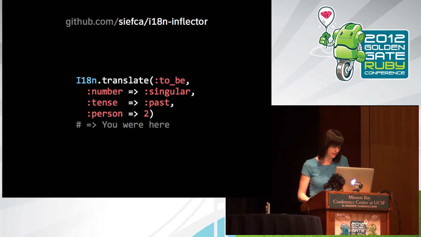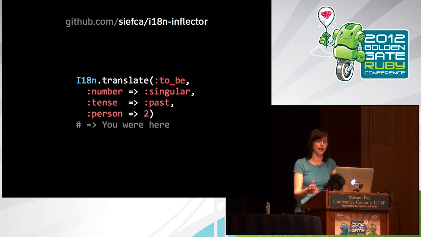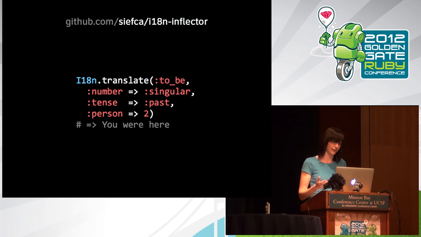So you should know that there are a lot of ways to extend this default backend or the API, however you want. This I18n inflector gem is a good example of someone doing that. It basically provides an additional layer of abstraction on top of the default translation backend for dealing with highly, highly inflected languages, like Slavic languages. This totally makes sense, but in English, it's kind of ridiculous.